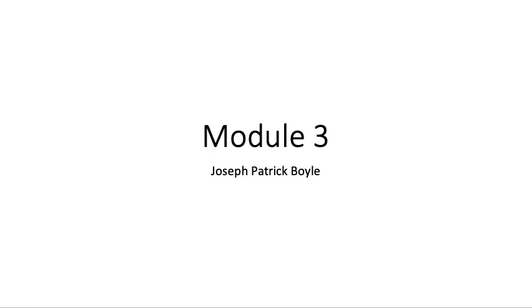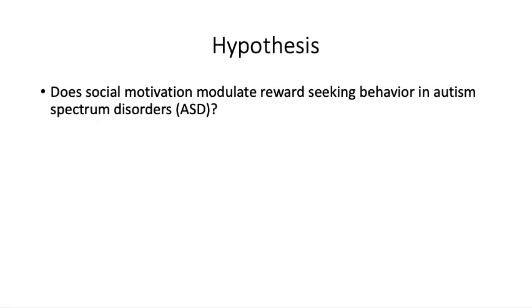For this module, I'll be going over the general linear model, analysis of variance, or ANOVA, and multiple regression correlation, or MRC. My hypothesis is interrogating social motivation and its potential to modulate reward-seeking behavior in autism spectrum disorders.